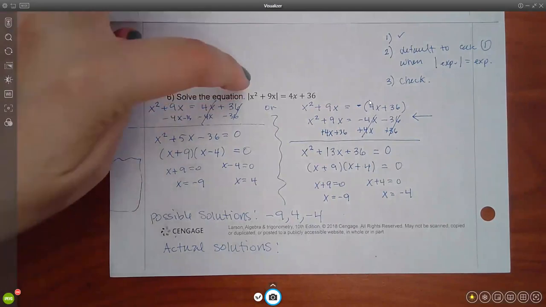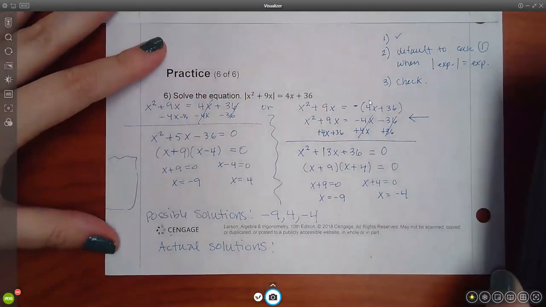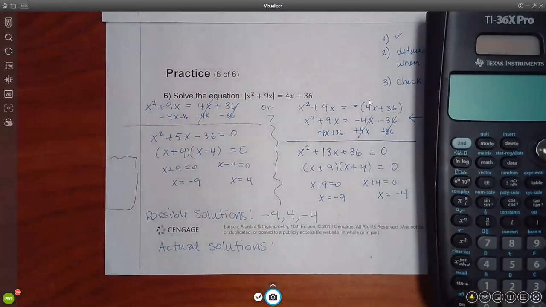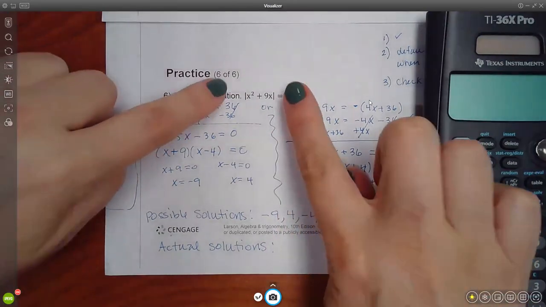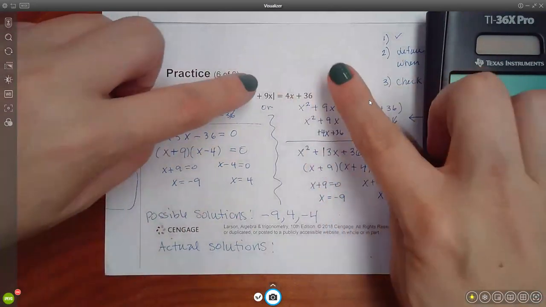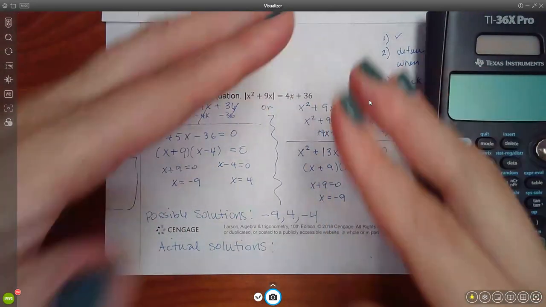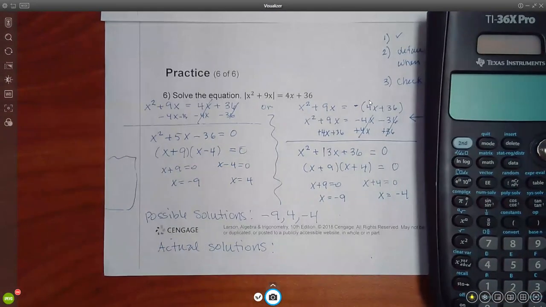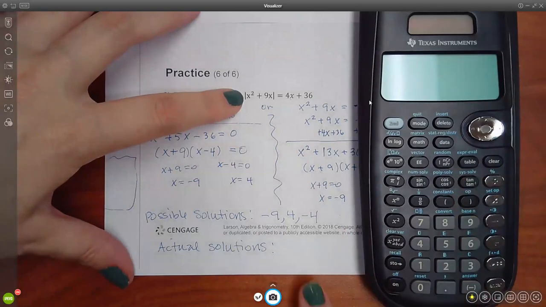And so I'm going to actually do that in parts. I can't do a whole equation in my calculator. So I'm going to have to plug in one number into the left side, see what I get, plug that same number into the right side, and see what I get. And then they should match, right? In order for this to be an actual solution, the two sides should match. So I'm going to start by plugging in the negative 9 first. So we're checking just the negative 9.